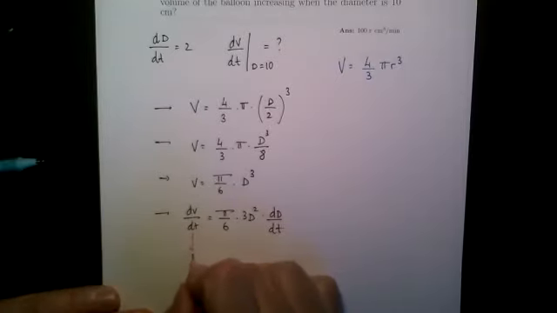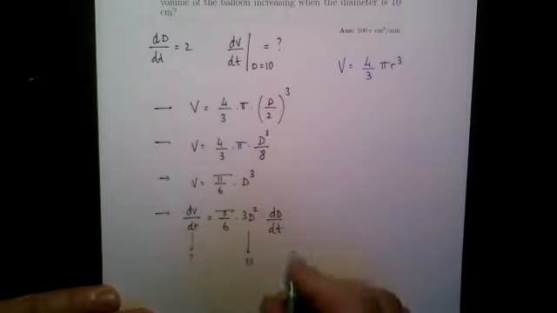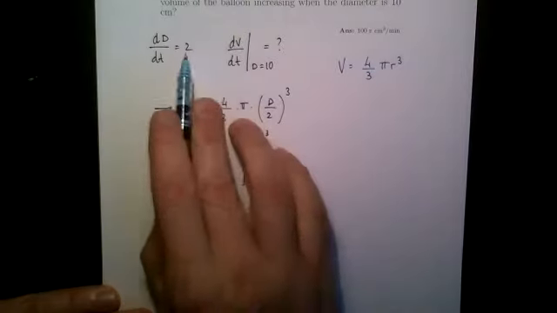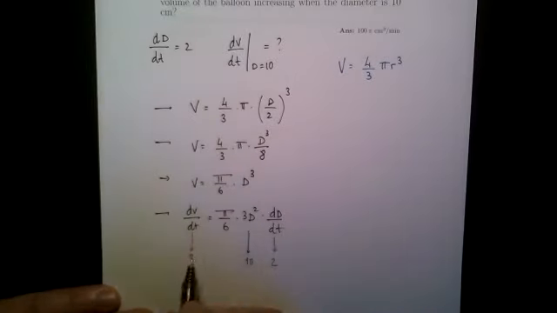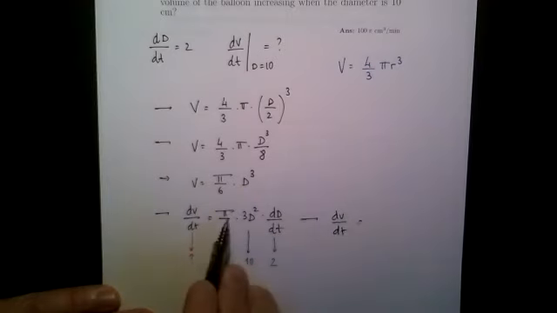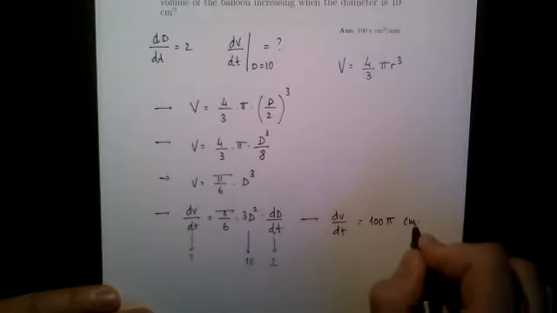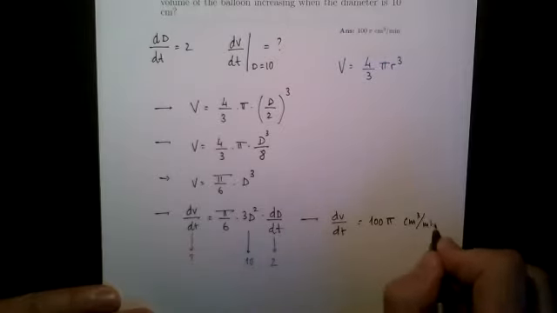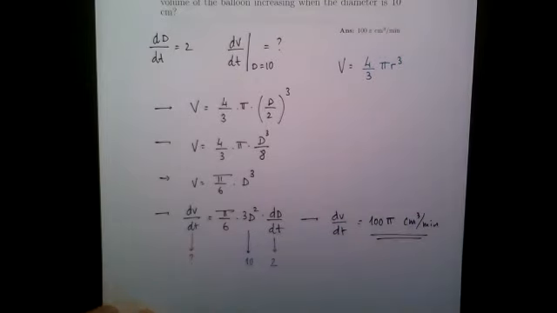Okay, so this is what I'm looking for. Then the diameter is given to me as being 10, right, when d equals 10. And the diameter increases at a rate of 2. And so I could now solve for dV/dt. It is pi over 6 times 3 times 100 times 2, so this cancels, so I get 100 pi. Centimeters cubed per minute, and that's my answer. Perfect. Okay, any questions?